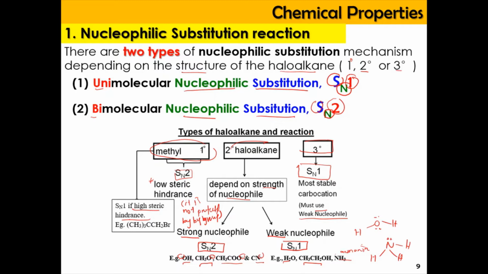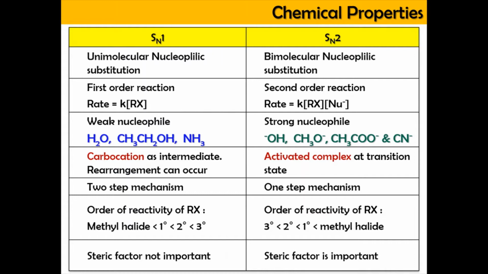Okay, so this flow chart here is very important and is going to be used along the process. So it is important for you to at least memorize it at first and try to understand it as you go along. Okay, so now these are the differences between the SN1 and SN2 mechanisms.